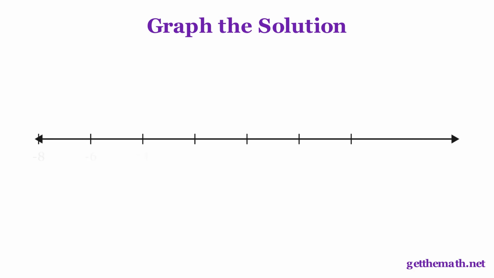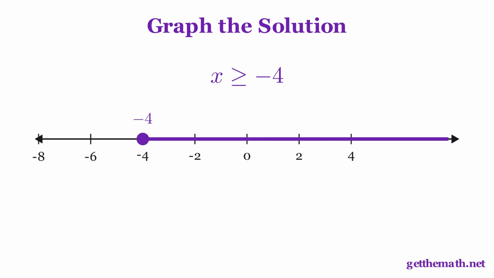Now let's graph the solution on a number line. Since x is greater than or equal to negative 4, we place a closed circle at negative 4, because negative 4 is included. Then we shade everything to the right, toward positive infinity.